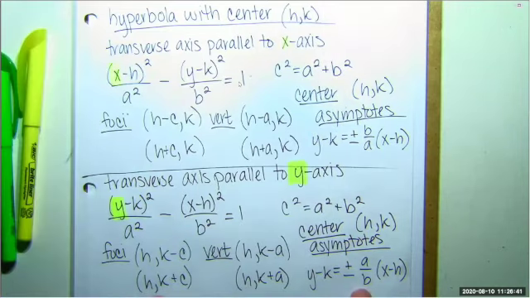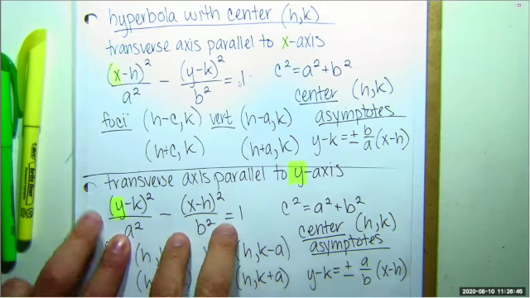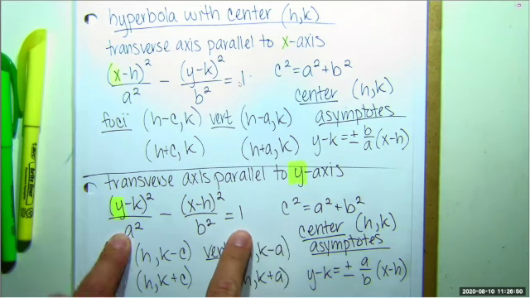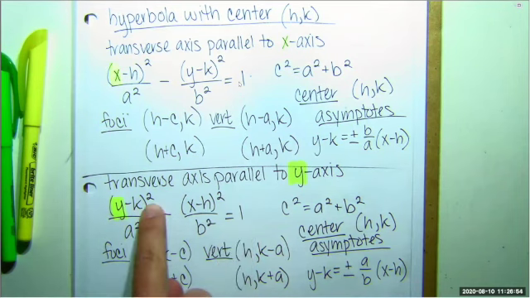Algebraically, where this comes from, again, is by solving for y. That's our end behavior. So we move the x term to the right. That puts the b squared in the denominator. Multiply both sides by a squared, we'd end up with a squared over b squared. Solving for y, we take the square root of both sides. That's where we get this plus or minus a over b.